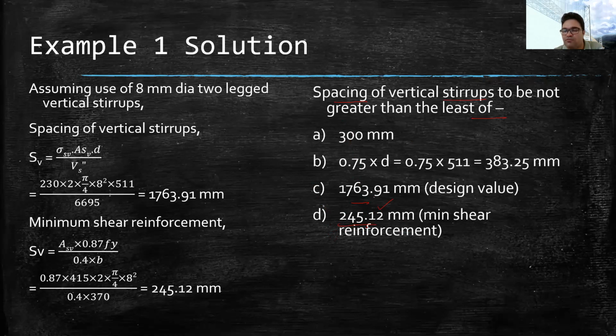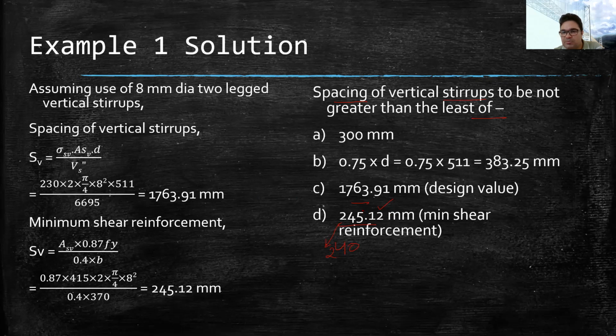Again we will round off this value to a multiple of 10, and now the rounded value will be on the lower side. So I will adopt this as 240. Why am I not taking the higher side?